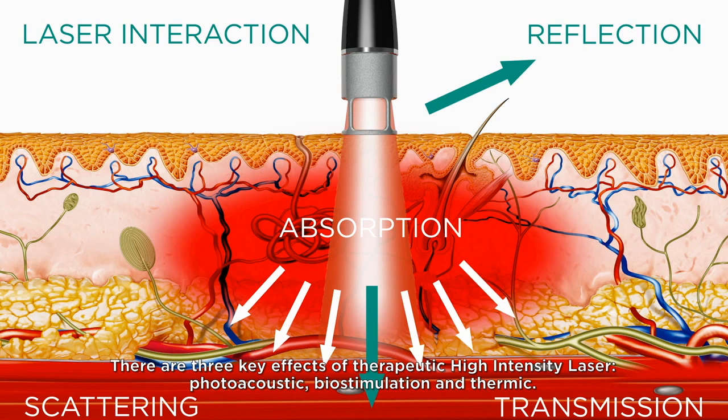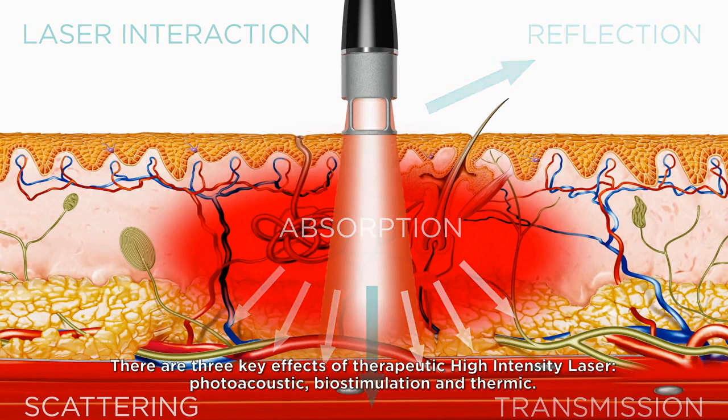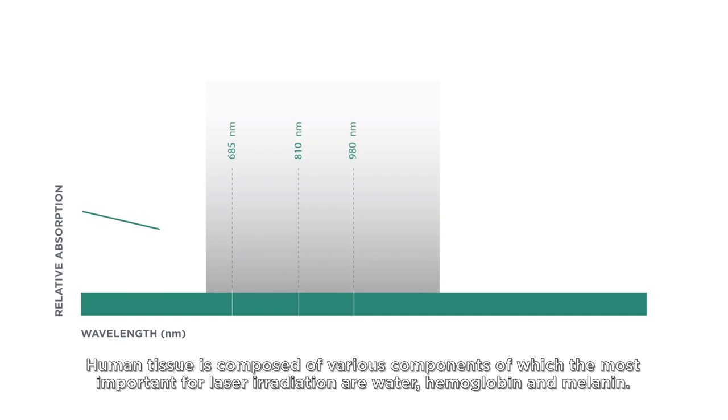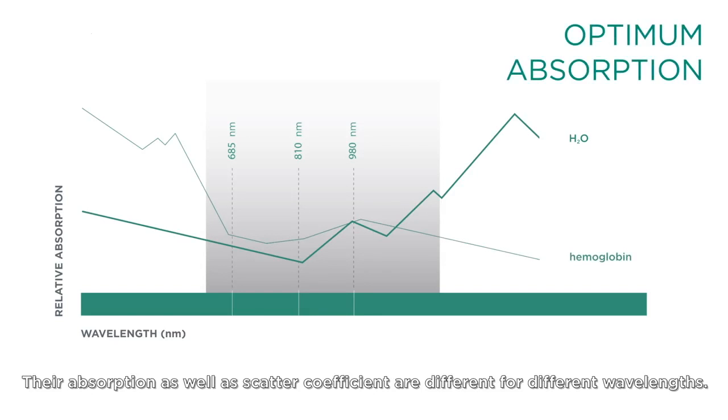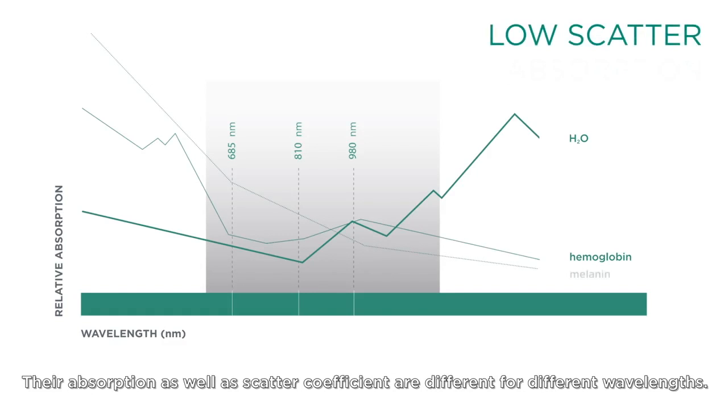There are 3 key effects of therapeutic high-intensity laser: photoacoustic, biostimulation, and thermic. Human tissue is composed of various components, of which the most important for laser irradiation are water, hemoglobin, and melanin. Their absorption, as well as the scatter coefficient, are different for different wavelengths.